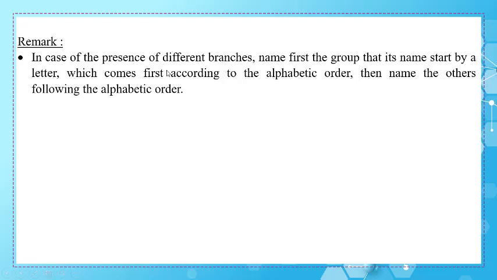In case of the presence of different branches, as in our case we have ethyl and methyl, name first the group whose name starts with the letter which comes first in alphabetical order. Here we have methyl (M) and ethyl (E), and the letter E comes before the letter M in the alphabetical order, so we have to give the name of ethyl before methyl in the name of the alkane, and then name the others following the alphabetical order.